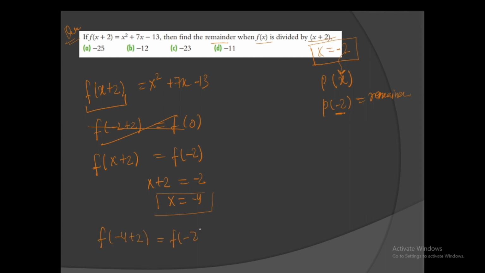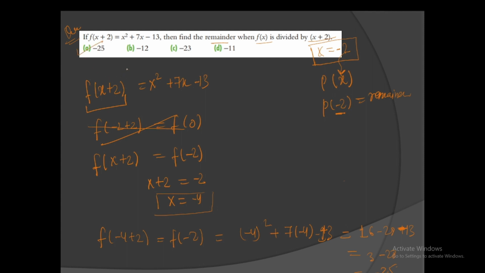So it is f of minus 2, and in the expression it will be minus 4 square plus 7 into minus 4 minus 13. What we get is 16 minus 28 minus 13. So 3 minus 28, minus 25. So this is the answer.